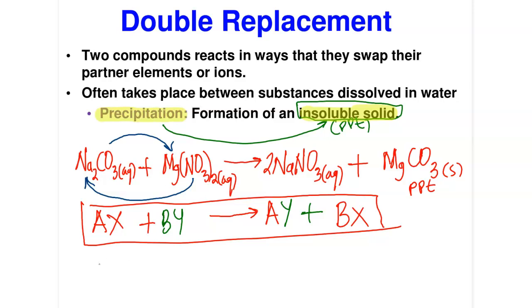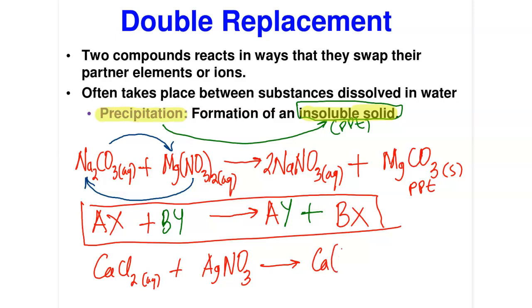Let's see if calcium chloride, of course, which is soluble, aqueous, reacts with silver nitrate. Now, again, calcium will come and take this one. So you're going to have calcium. Calcium is 2 plus. So for it to react with nitrate, it's going to be this, aqueous, plus silver will now go and react with this. Silver is 1 plus. This will be 1 minus. So the formula is going to be AgCl. And of course, this is the solid. So this is what we call a precipitation reaction.